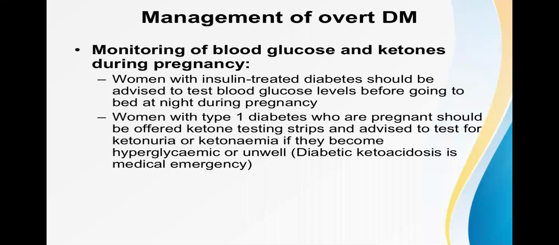What I'm saying here, listen properly. If she has type 1 diabetes, it's a case of overt diabetes, meaning she was already diabetic before she got pregnant. She may develop diabetic ketoacidosis as a complication. And how do we diagnose it? There are three points for the diagnosis of diabetic ketoacidosis. So let me highlight those three points.